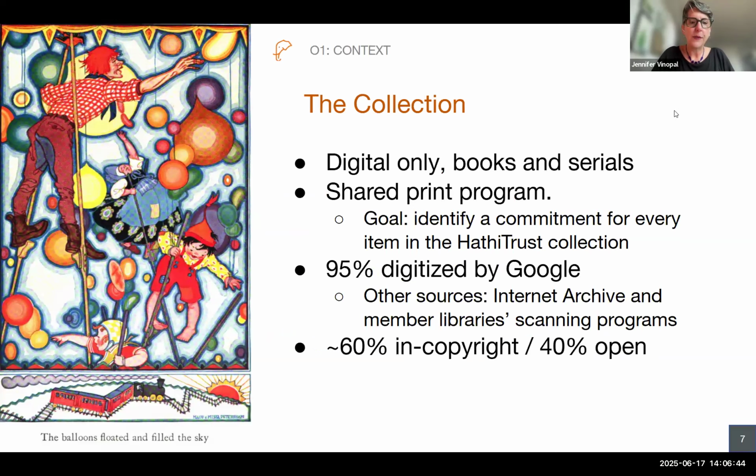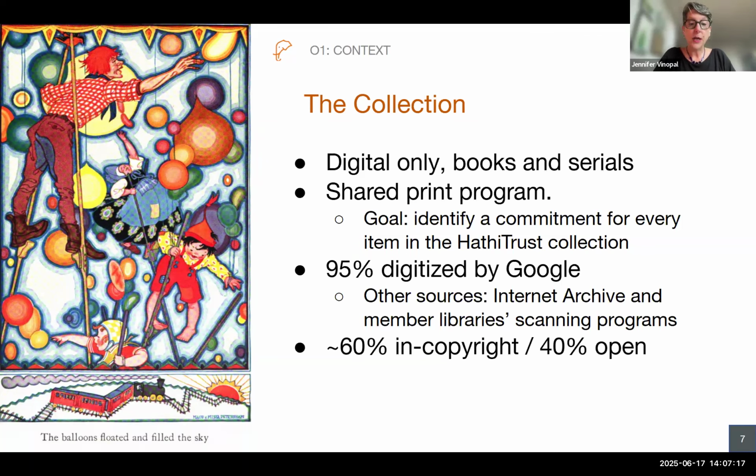Just a little bit more information about the collection. So we preserve and provide access to nearly 19 million digitized items to the fullest extent allowable by US and international copyright laws. It is a digital-only collection of books and serials. However, we have a shared print program to which member institutions make commitments. Our goal is to identify a shared print commitment through our own or other shared print programs for every item in the HathiTrust collection. So what is in the collection?